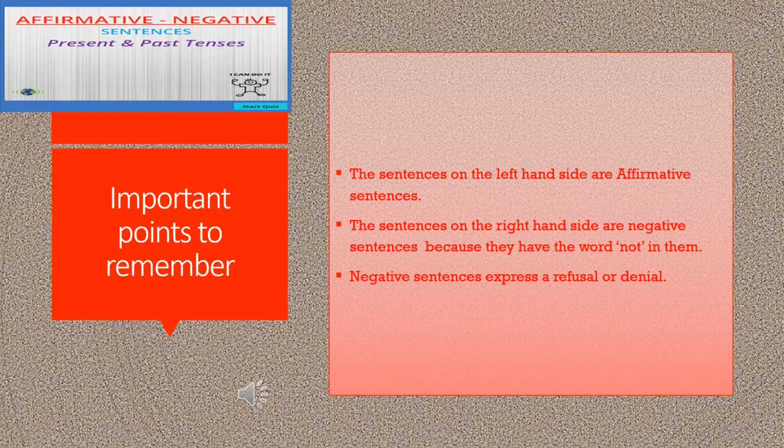The sentences on the left side were affirmative sentences and the sentences on the right-hand side are negative sentences because they have the word not in them. Negative sentences express a refusal or denial. We can see the type of negative in the sentences. In all the sentences, not is used with them. So, we can say negative sentences have not in them.